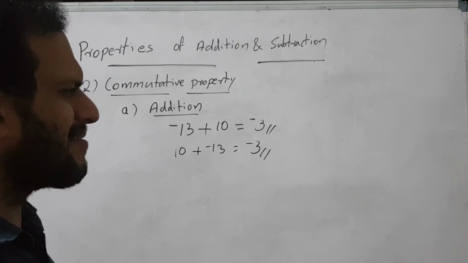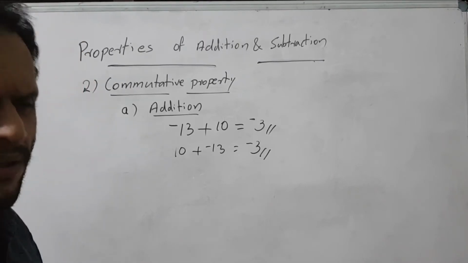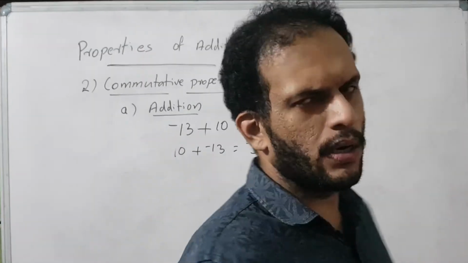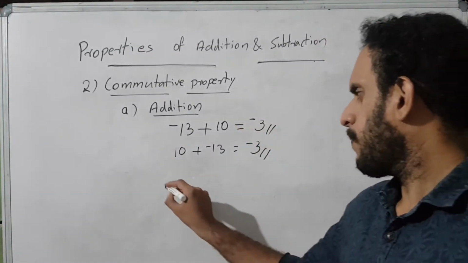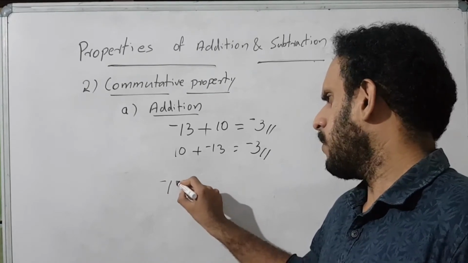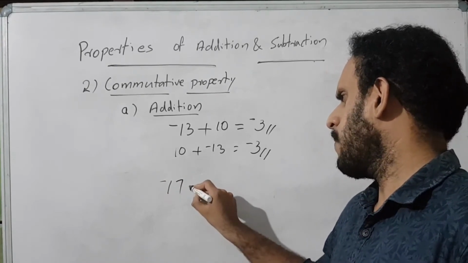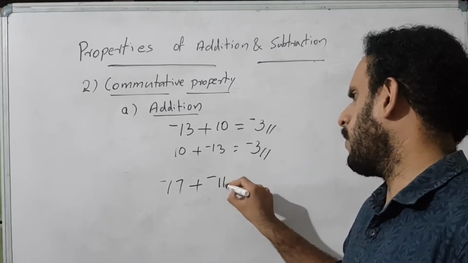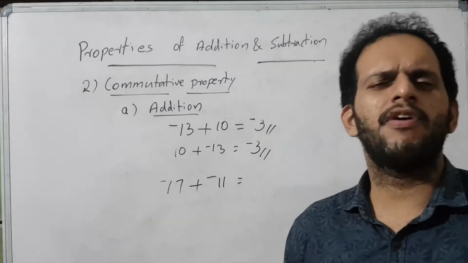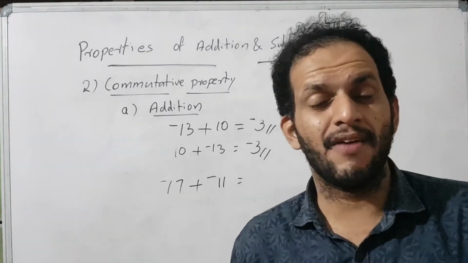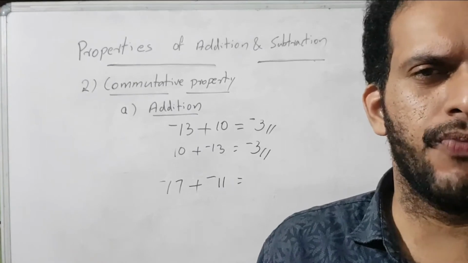So if we check, this result is following all the cases. We will take one more example. Okay, so the next one: minus 17 plus minus 11. We want to add here minus 17 plus minus 11. What do we do first?